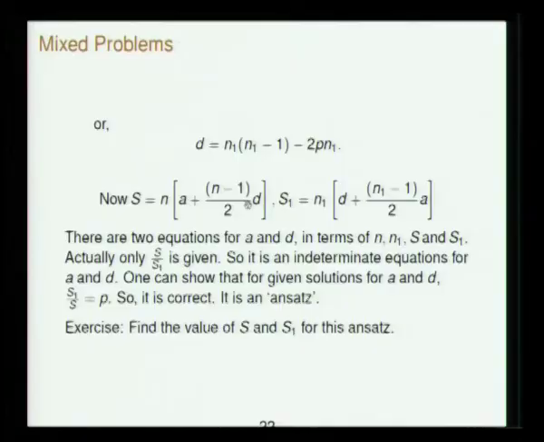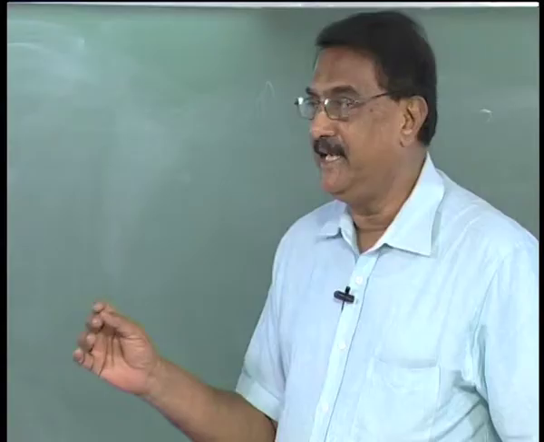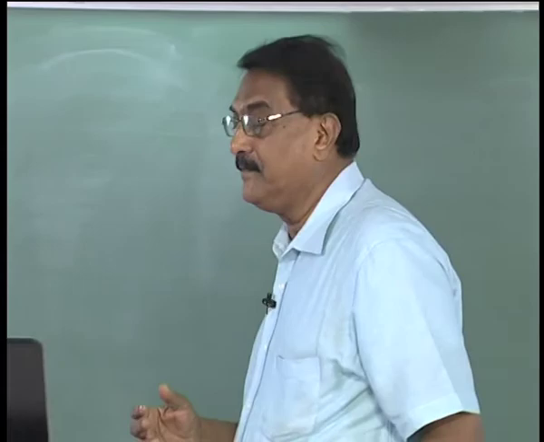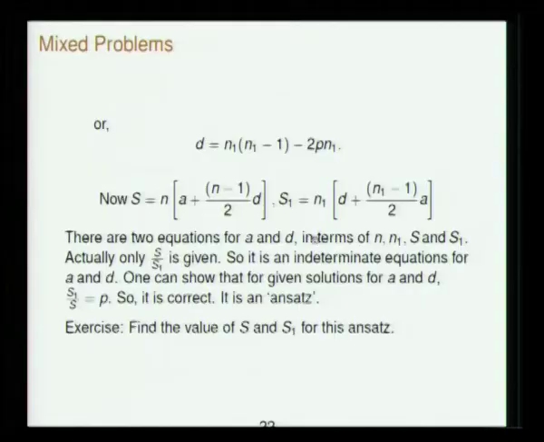He shows that if you take s1 by s equal to p, then a and d will be correct. In modern language, this is what is known as an ansatz. You start from some intelligent guess, assume a form for the solution, and then carry on, because it is actually indeterminate and you do not have a unique solution.